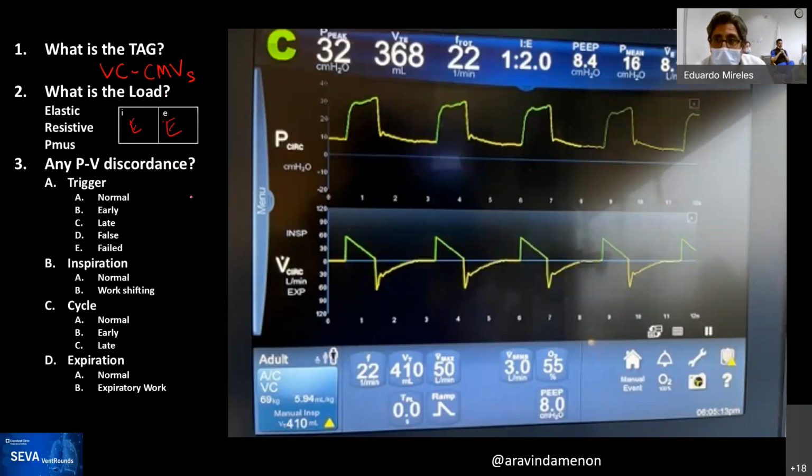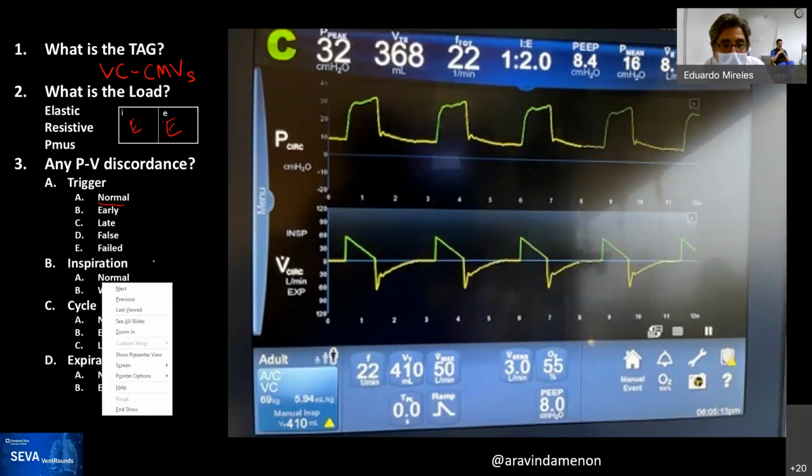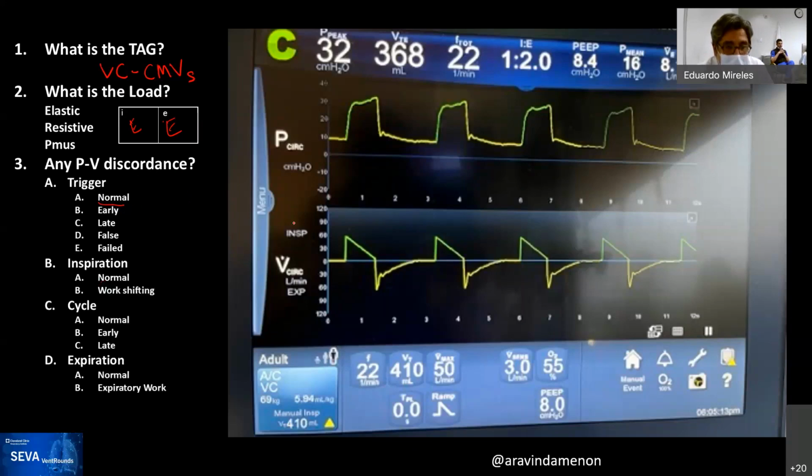For the PV discordance, there are no patient triggers. I don't see any drop in pressure prior to the trigger of the breath, so I think it's normal. I don't see any work shifting in inspiration or expiration. Fairly passive patient. I don't see any cycling discordance. So everything's normal on this.